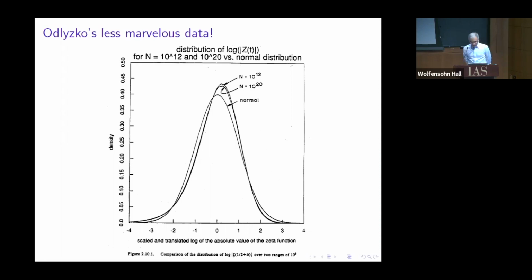So you could ask what's going on here. And also what's interesting about this is that this is actually data in support of a theorem, which is not very convincing, whereas data in support of a conjecture is much more convincing somehow.